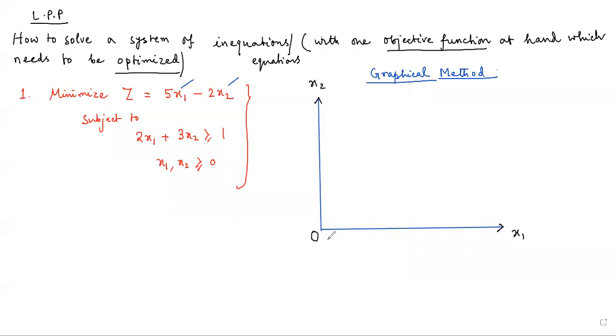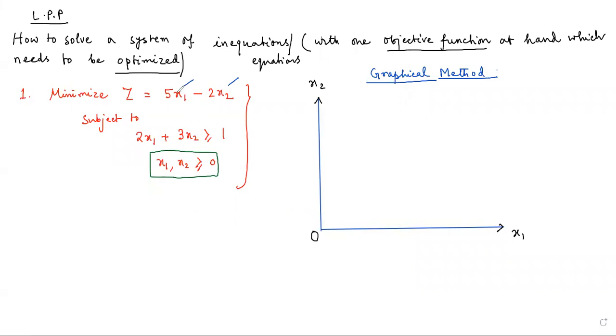Now in a two-dimensional figure, there are actually four quadrants, but here we shall be dealing with only the first quadrant, because in linear programming problem, these variables x1, x2 are always non-negative. Their least value can be 0, and they can take any value in the first quadrant. You cannot have values lying in the second quadrant, third quadrant, and fourth quadrant. That happens in linear programming problem.